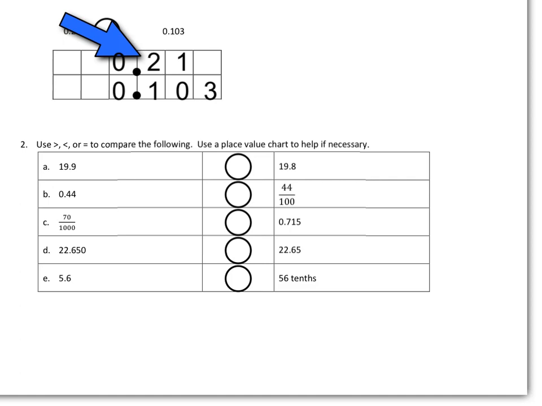Which number is larger? The 2 is larger than the 1. So now we have solved the problem. 21 hundredths is greater than 103 thousandths. The key to comparing decimals is to go from left to right until you find the first number that is different.